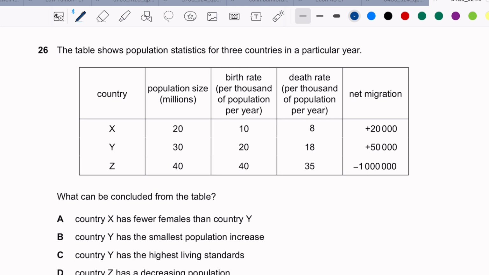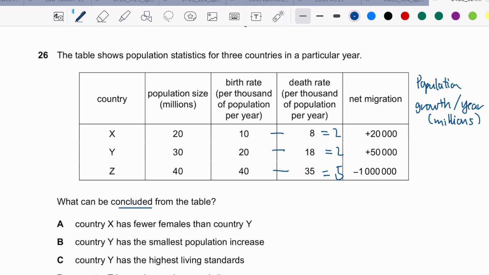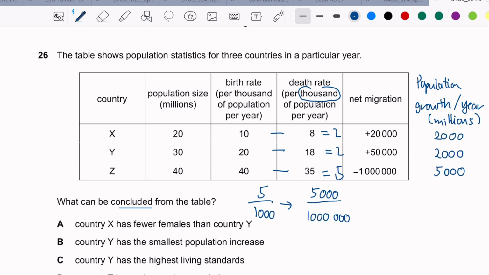26. The table shows population statistics for 3 countries in a particular year. What can be concluded from the table? First one, we need to calculate the population growth per year. Okay, so we use 10 minus 8, so we get this. Because this unit is under 1,000, for example, for country Z, we need to convert it to the million, which fits this unit.